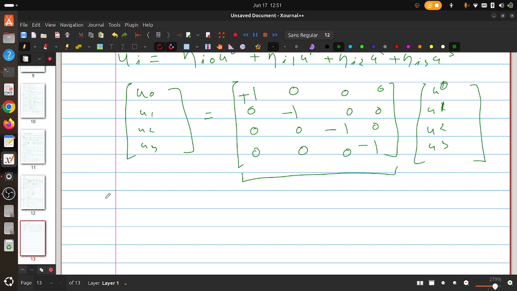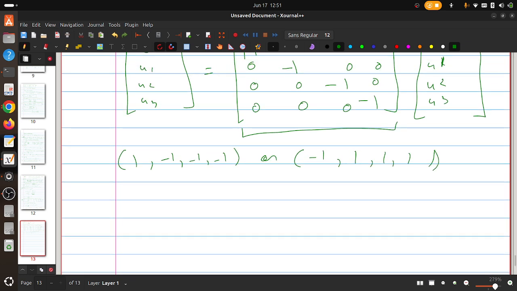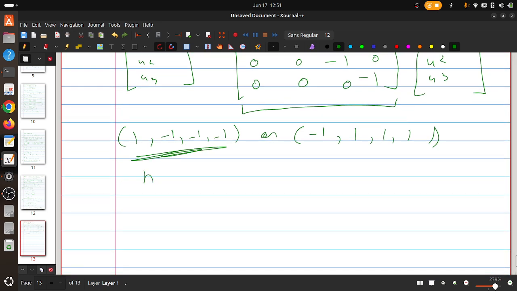So this is what is called the signature of a metric. Either the signature will be 1, minus 1, minus 1, minus 1, or it will be minus 1, 1, 1, 1. In Landau-Lifshitz, we are following this signature, so we will stick with this signature of the metric. So this matrix, eta ij, is called a metric tensor.